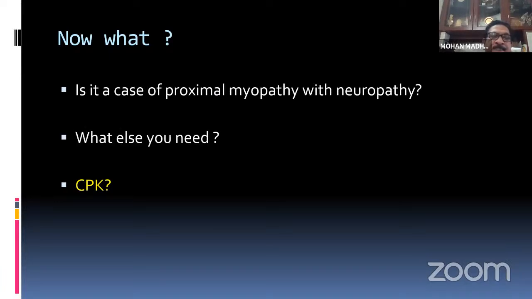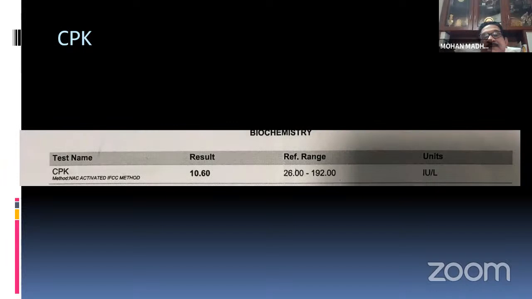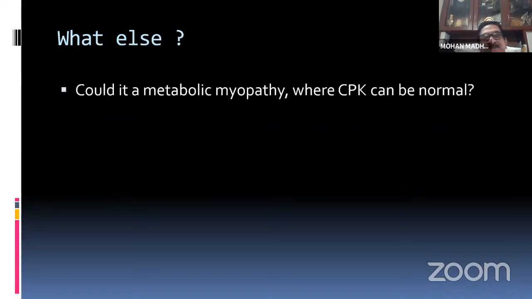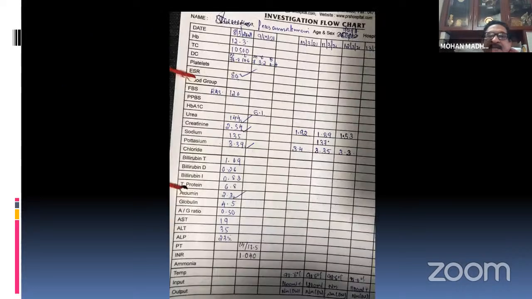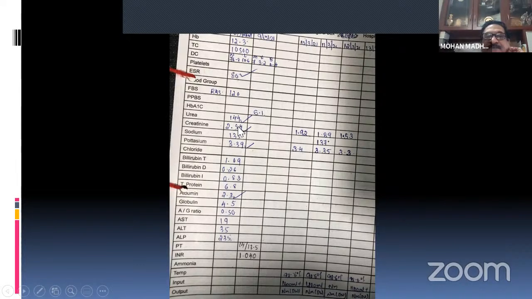Now, one possibility I wanted to ask about was whether he has a myopathy with neuropathy, something like a paraneoplastic syndrome. So a CPK was done. CPK is also normal, no elevation. Since CPK is normal, the next thought is metabolic myopathy. The workup was done: routine counts, everything normal, but serum creatinine was high, 2.5. Other LFT functions were normal.